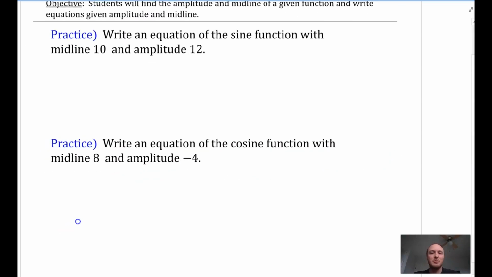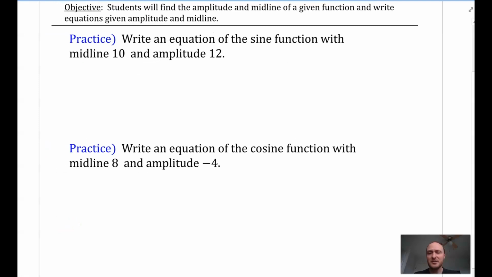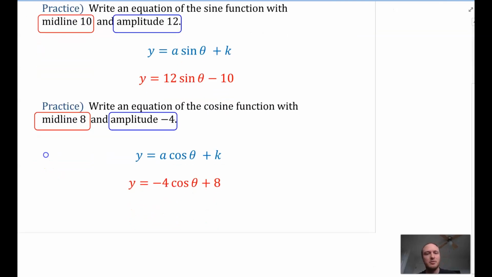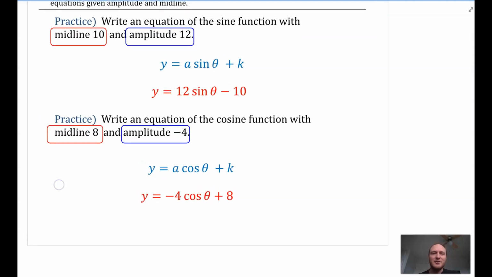Here are some practice problems. Please go ahead and try these. Please pause the video, and then I'm going to show you the answers. All right, so hopefully you have given these a go, given these a try. All right, and then here's your answers, okay?